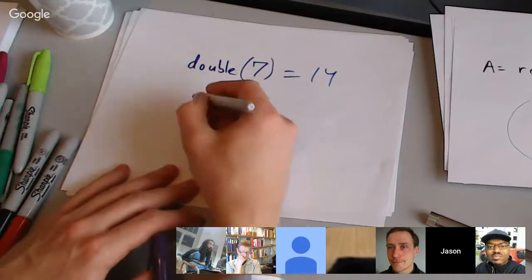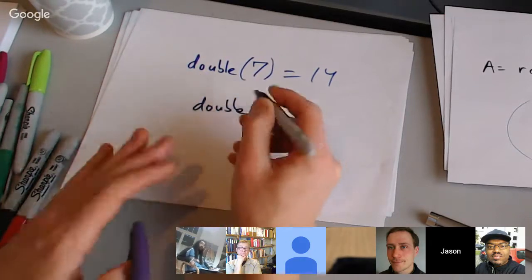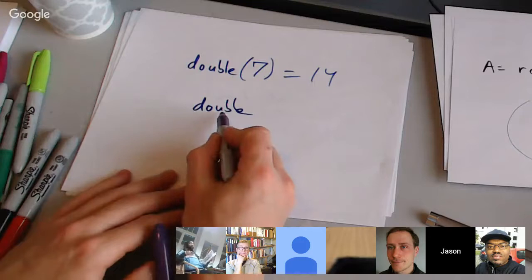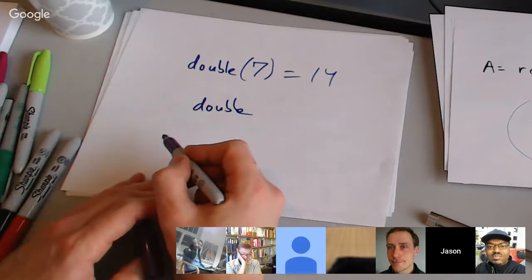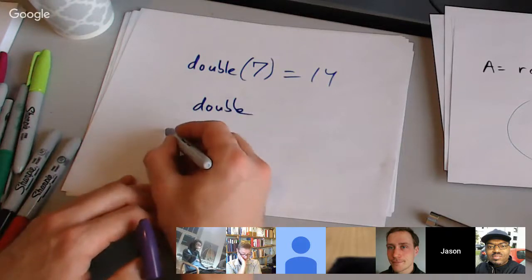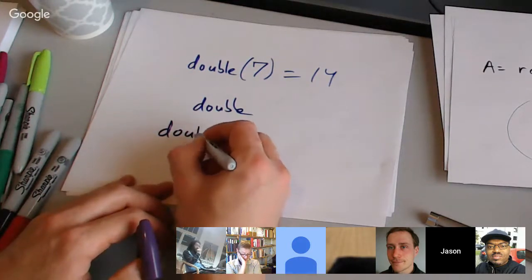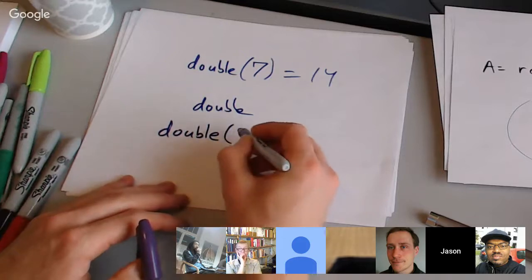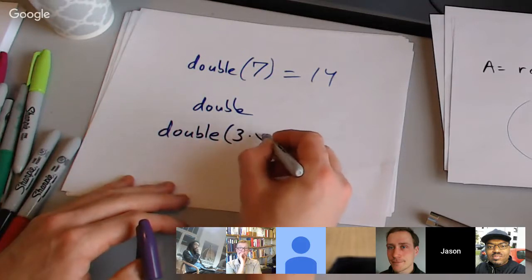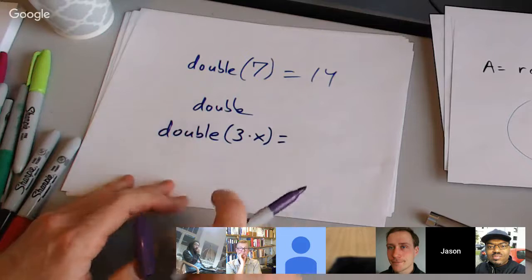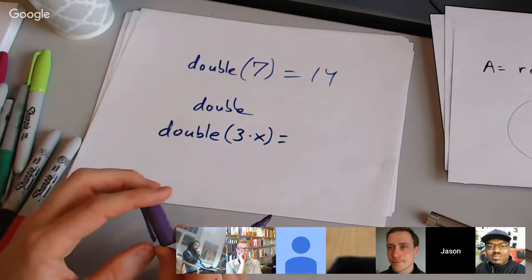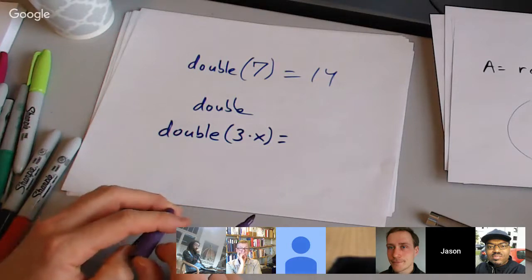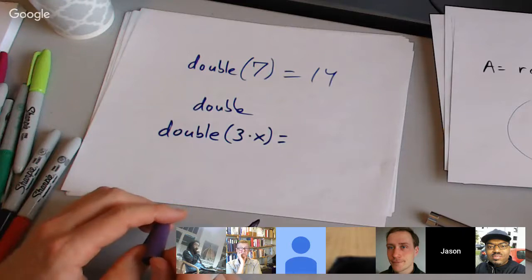So doubling, by itself, double doesn't mean anything. It means this is an action that needs to have a subject to do its action upon. So, Chance, tell me what would this be? Double of 3 times x. What would that be? My guess would be 3 squared times x squared.